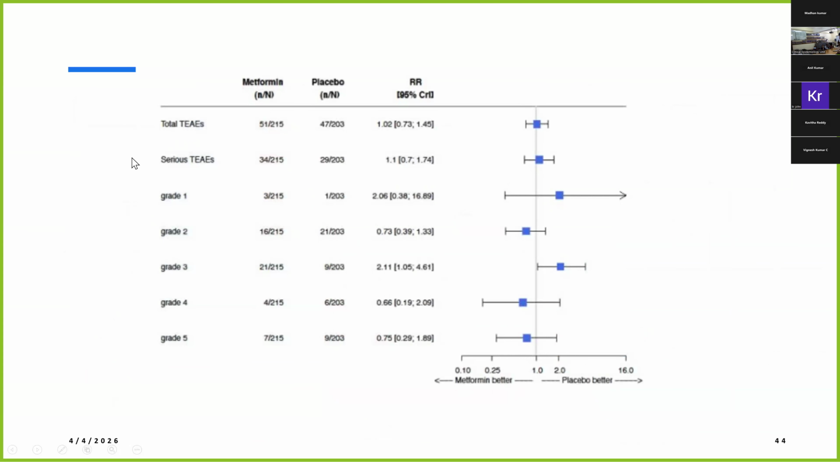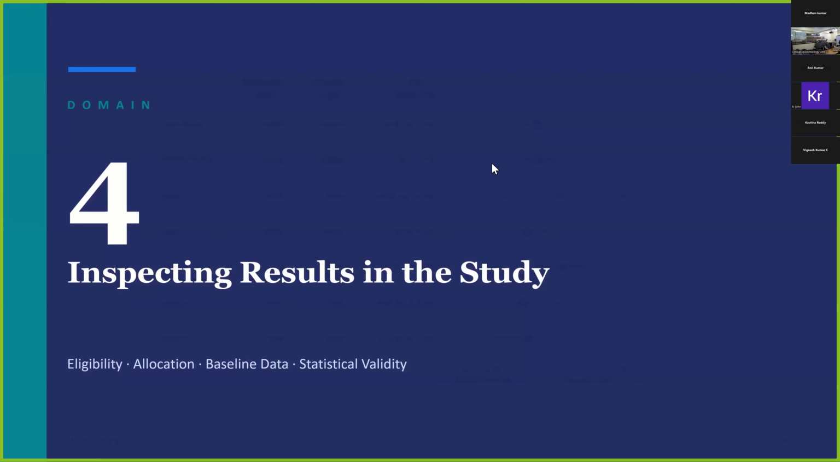So again, the study has reported the serious adverse events also, and there was no difference between the metformin arm and the placebo arm. There was no evidence of any distortion of the figures used in the study. And the fourth domain involves inspecting the results of the study under eligibility, allocation, baseline data, and statistical validity.